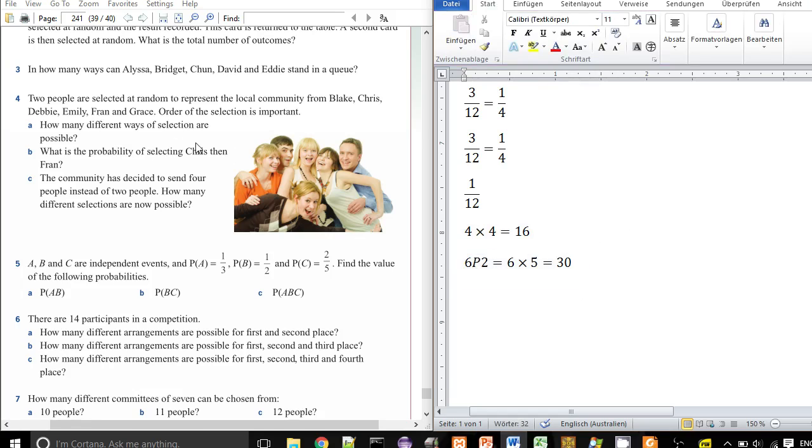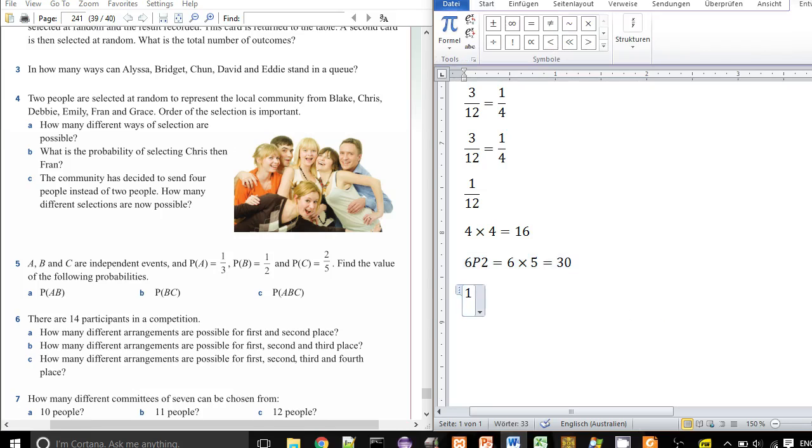The chance of selecting Chris then Fran, there's only one way to do that. I would have to pick Chris and then Fran, and that would have to be it. So then if I did that, that's 1 out of 30. Okay, there's only one way, and there's 30 total. Okay, that's it. So is this meant to relate to the picture?